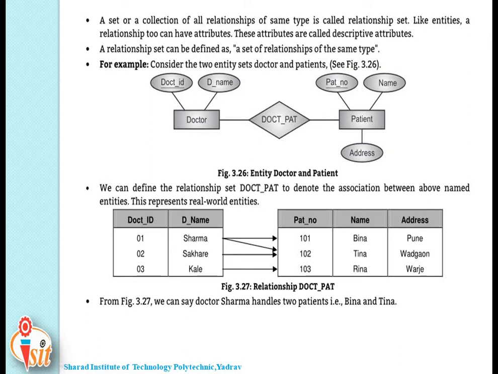Here you can see the example. Consider the two entity sets, doctor and patient. We can define the relationship set doctor-patient to denote the association between the above named entities. These represent real world entities. Here there are two tables that show Dr. Sharma handles two patients, that is Beena and Tina. This is known as a relationship set.